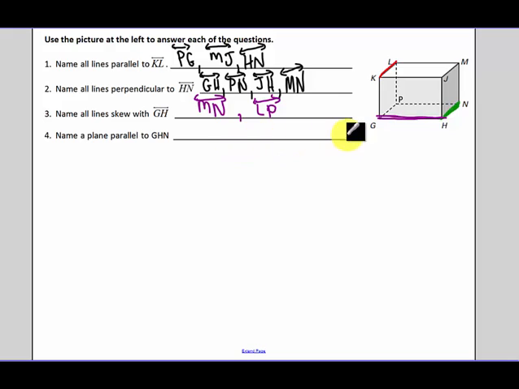And then name a plane parallel to G, H, N, and P, and technically I should have a P in there. Our parallel plane, think of it again as a box. So I have the bottom of the box, a plane parallel is KLMJ. Notice how I named that. I started with K and I went either clockwise or counterclockwise. So KLMJ.